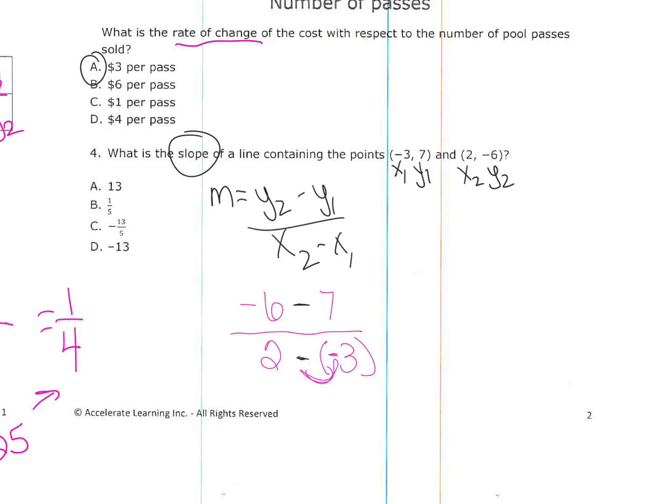And now I'm going to simplify. I'll put this into Desmos. Negative 6 minus 7 gives me negative 13. And 2 minus negative 3. So these two negatives together turn into a positive. So I'm left with 2 plus 3. I have negative 13 over 5. And that is my slope.